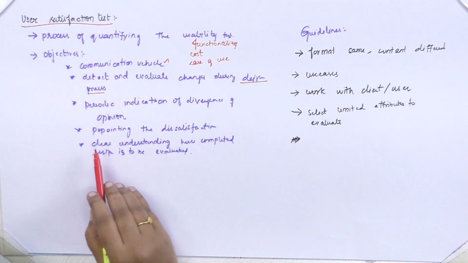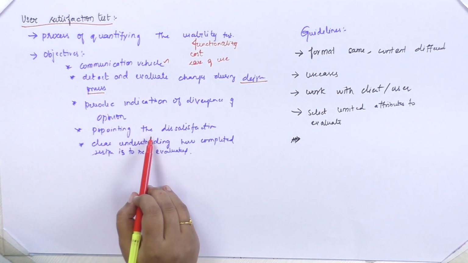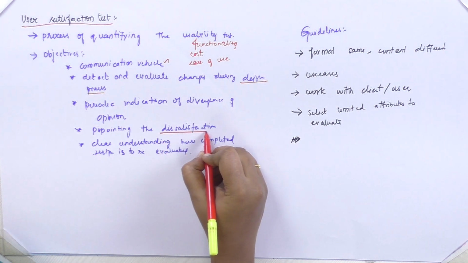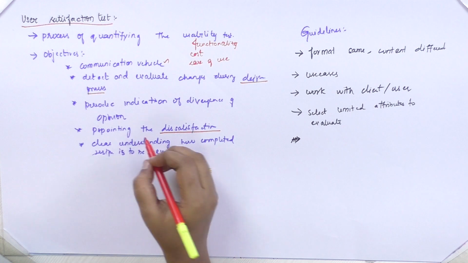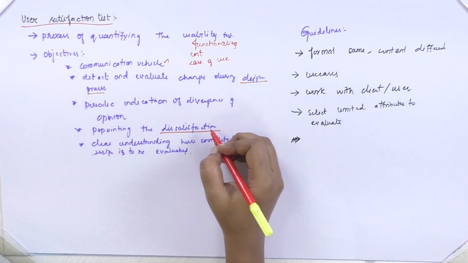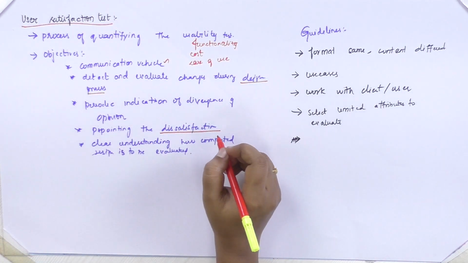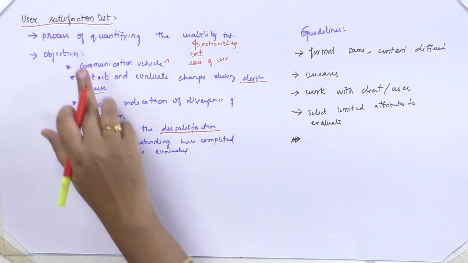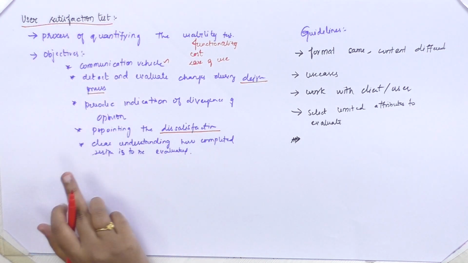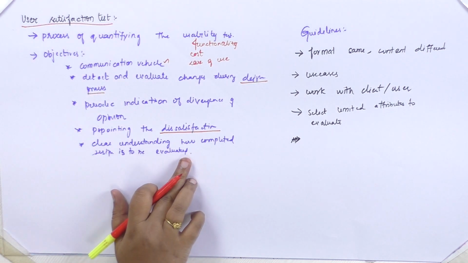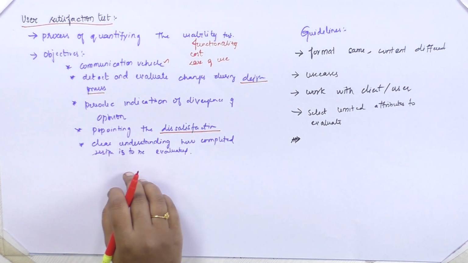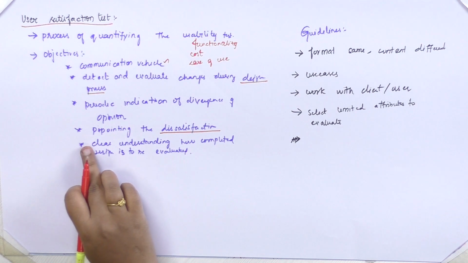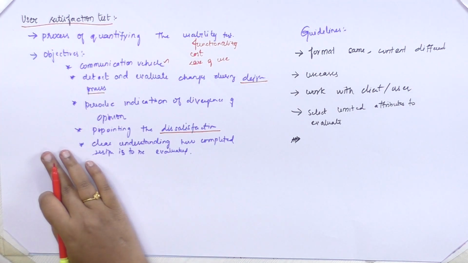Next, user satisfaction testing has to pinpoint the areas where dissatisfaction comes from, and a remedy has to be taken for it. Next, it has to provide a clear understanding of how the completed design is to be evaluated. So all these things are the objectives of user satisfaction testing.